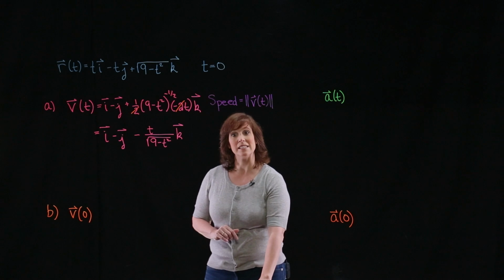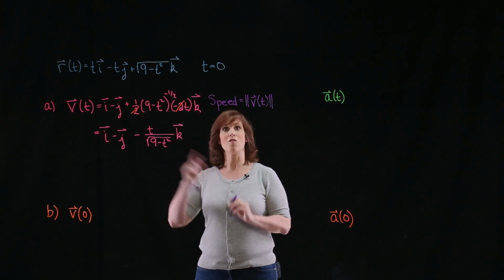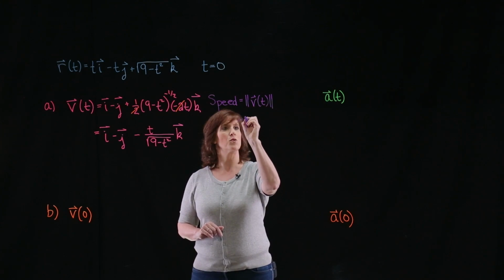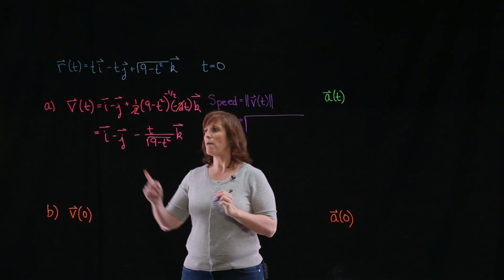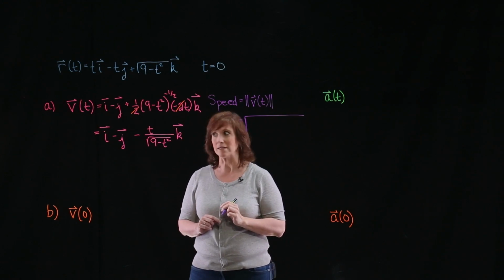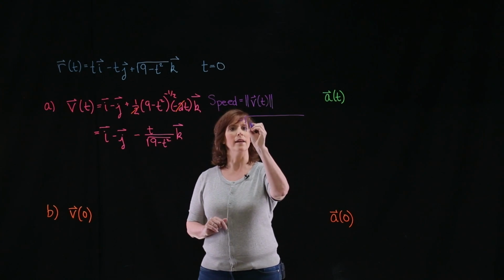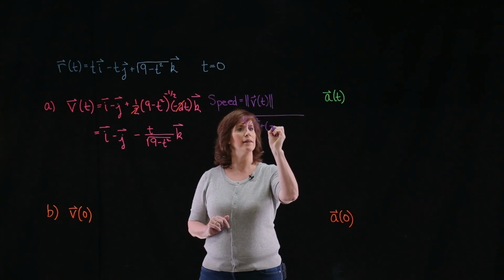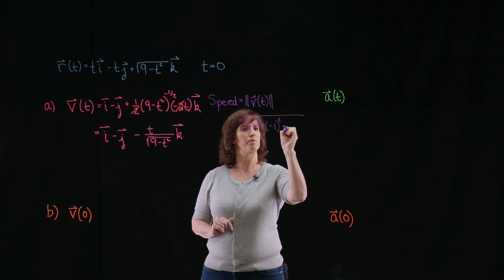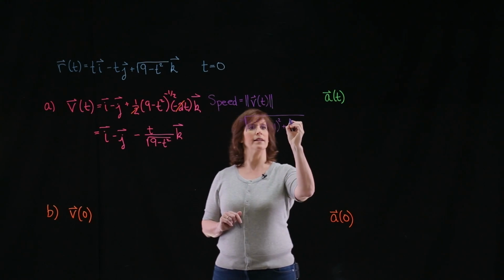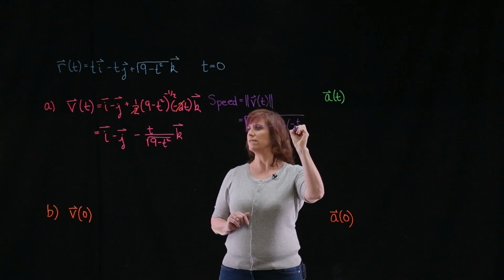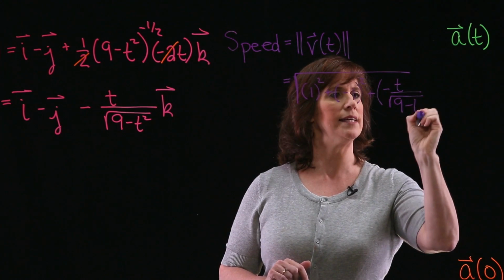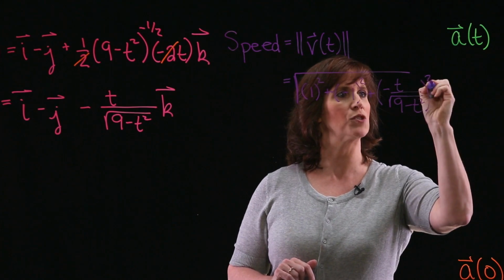The next thing I want to find is the speed. The speed is the norm of that velocity vector, which means I'm going to be taking the square root of the sum of the squares of each of those components. So my first component is a 1, so that's 1 squared. The second component is a negative 1, so that's minus 1 squared. And the third component is minus t divided by the square root of 9 minus t squared. And again, I'm squaring that.